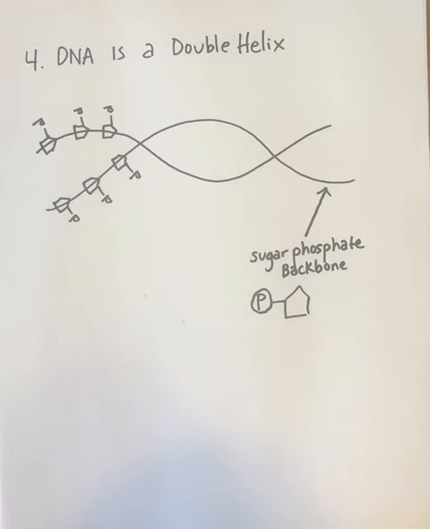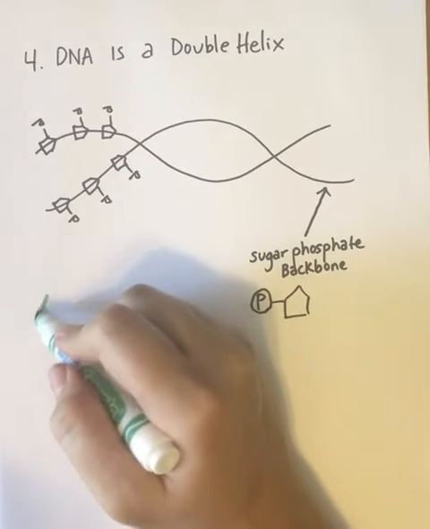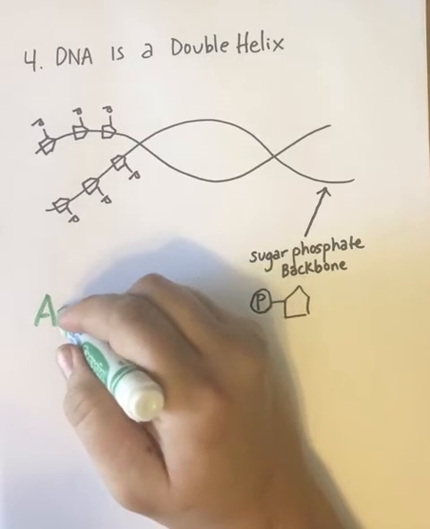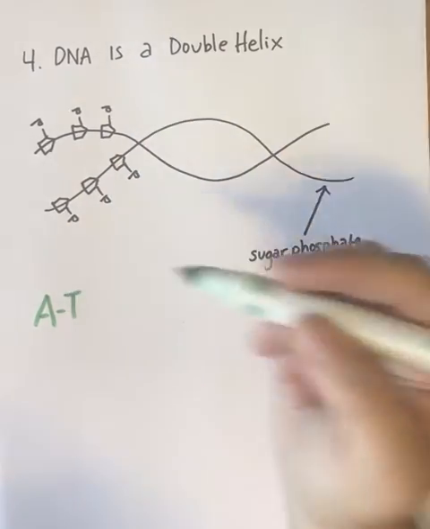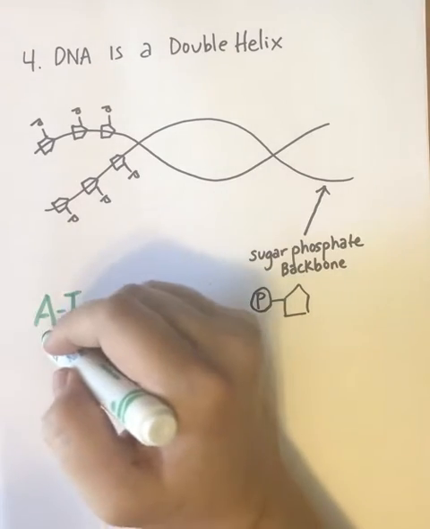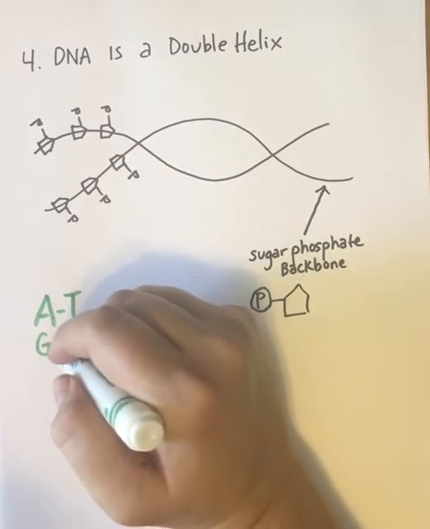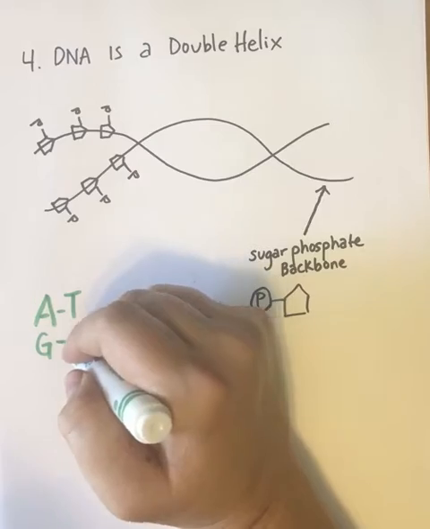Now, facing towards the inside are your nitrogen bases. So your nitrogen bases actually complementary pair. Every time you have an adenine, it will complementary base pair on the opposite side with thymine. And every time you have guanine, it will complementary base pair with cytosine.